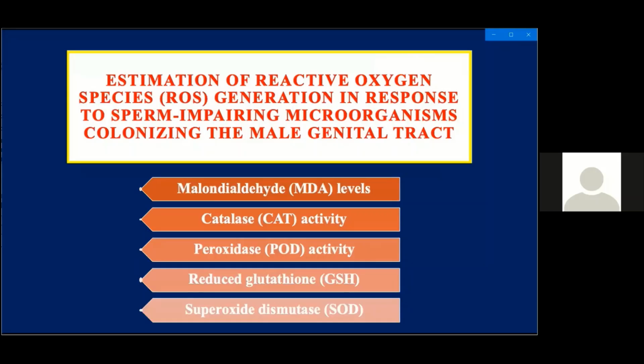The next experiment we performed was the estimation of reactive oxygen species generation in response to sperm impairing microorganisms colonizing the male genital tract. Reactive oxygen species were estimated by MDA level, catalase activity and peroxidase activity, whereas antioxidant activity was measured by reduced glutathione and superoxide dismutase.